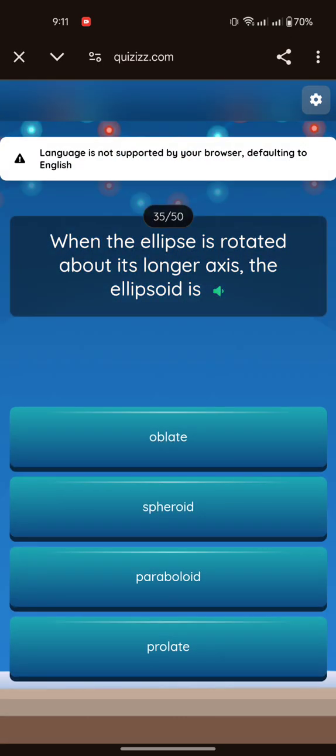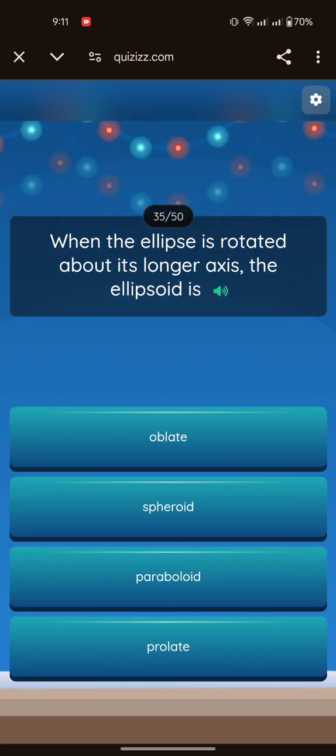Question. When the ellipse is rotated about its longer axis, the ellipsoid is. Option 1, oblate. Option 2, spheroid. Option 3, paraboloid. Option 4, prolate.